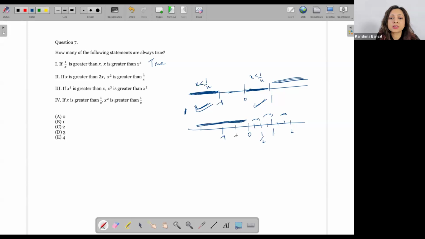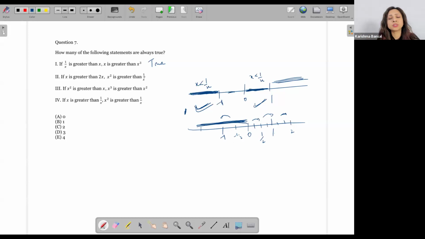You can look at -1/2 also. When I double it, it becomes -1, it moves to the left. So the number is becoming smaller whenever I'm doubling it. So x is greater than 2x in this entire range, less than 0. Yeah. In this entire range, x square is greater than 1 by x.